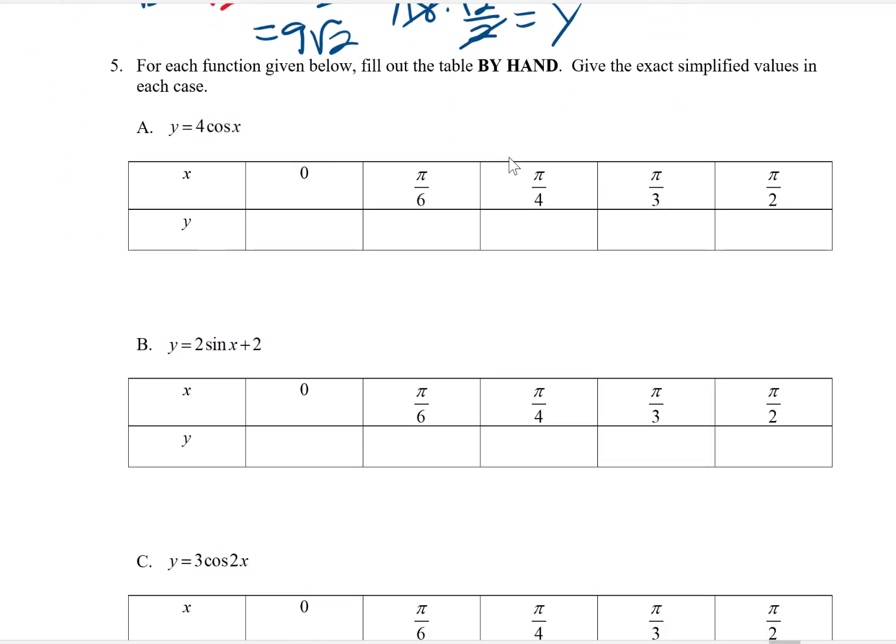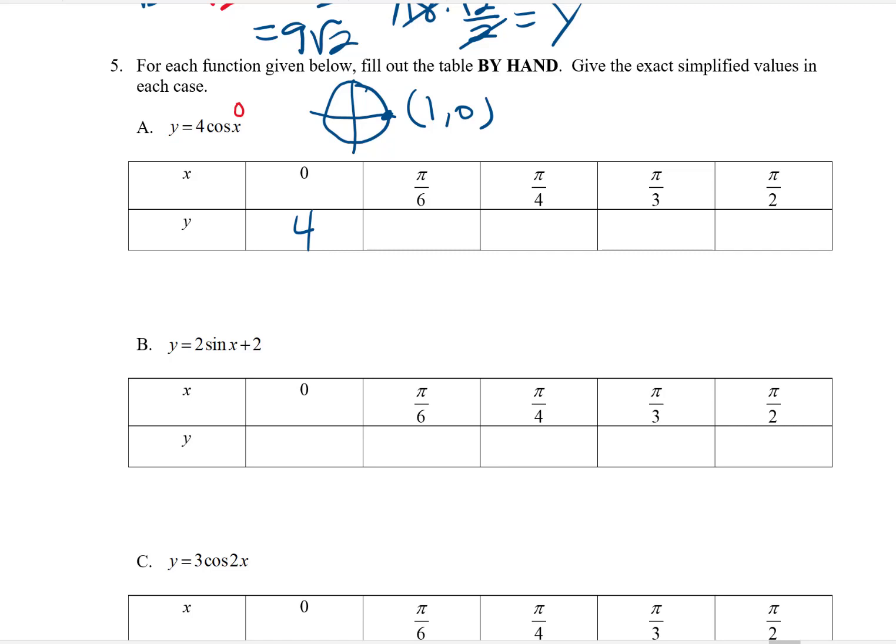Problem number 5, we're given some tables here. We want to fill those tables out by hand. So we're just going to be plugging in some values. Problem A, y equals 4 cosine x. First I want to plug 0 in for this x. Well, for cosine 0, I should refer to the unit circle. That would be this spot right here, which is 1 comma 0. The cosine value would be 1, and then I'm multiplying that by 4. So the value I would fill in here is 4.